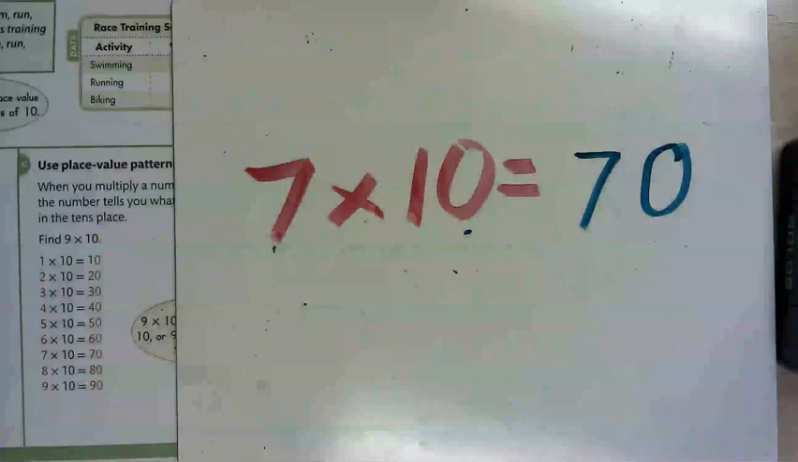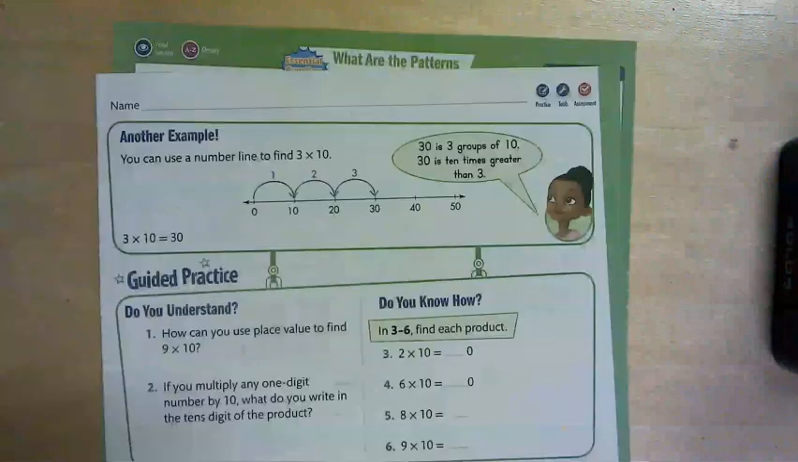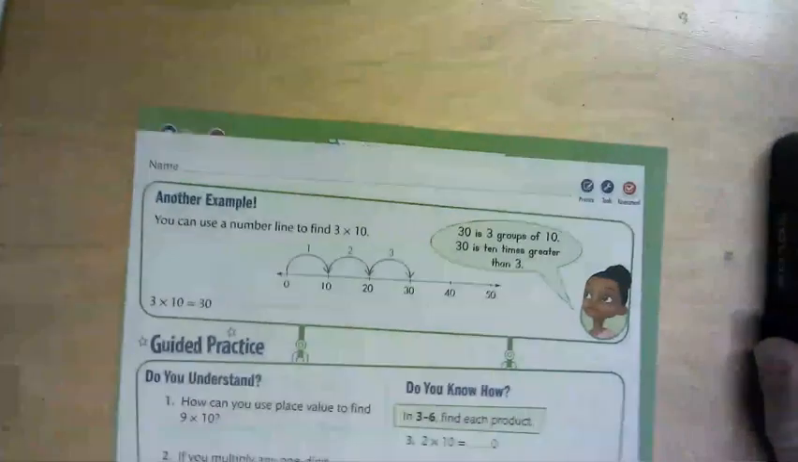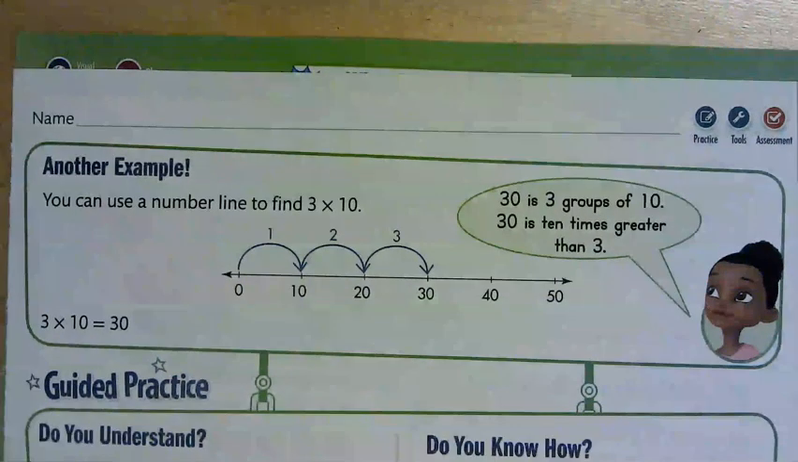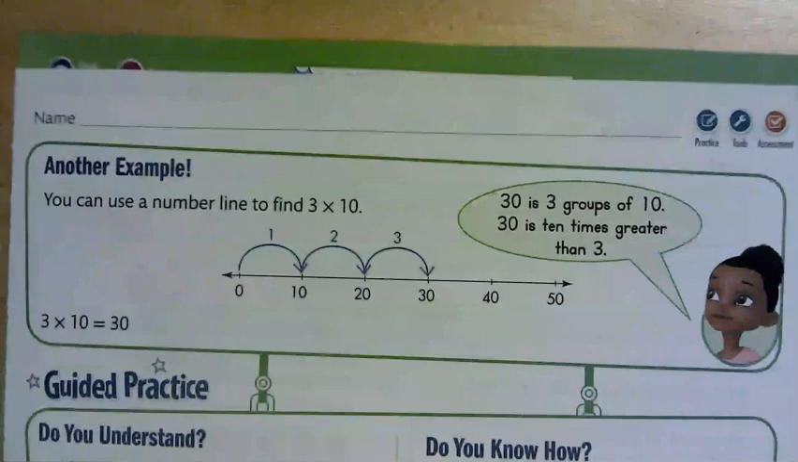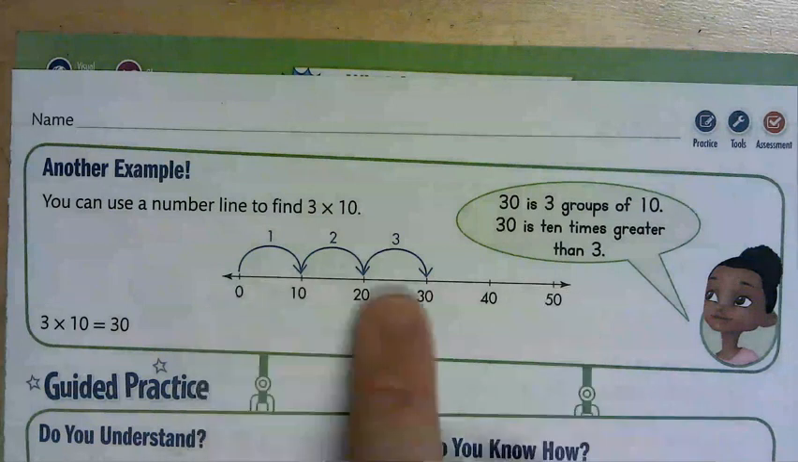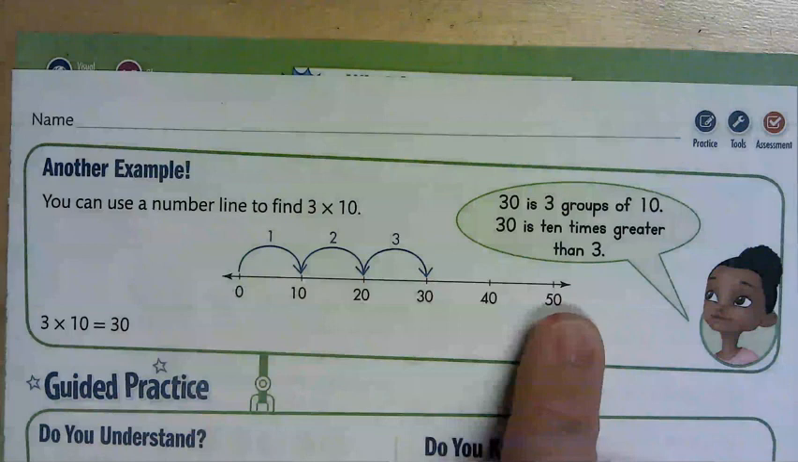All right, so this is one of the ways that we can take a look at our multiples of 10. If you'll turn with me to page 55, let me grab that real fast. All right, we're going to look at another example right here as well. All right, so at the top of page 55, we've got another example, and that is using a number line to find multiples of 10. If you look at my number line here, all of these are multiples of 10. 0, 10, 20, 30, 40, and 50.